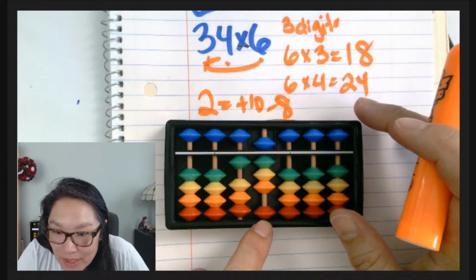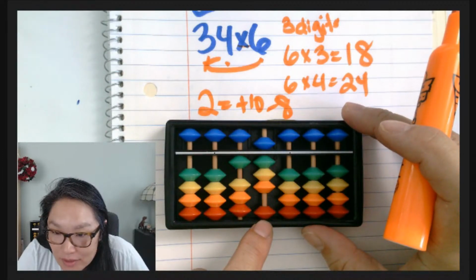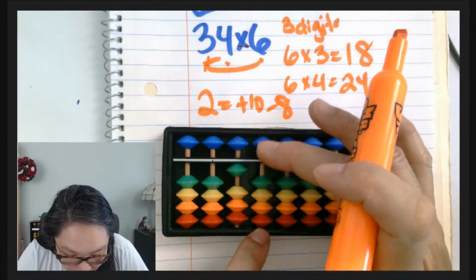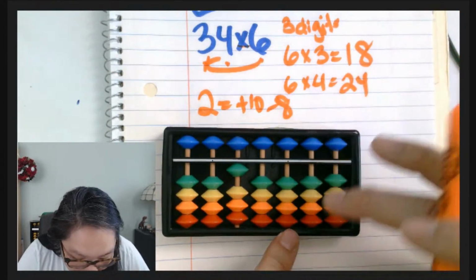Add 10 minus the 8. Yes, thank you, music. Yes, exactly. So we're going to add the 10 and we're going to take away the 8. And then we're going to add the 4.